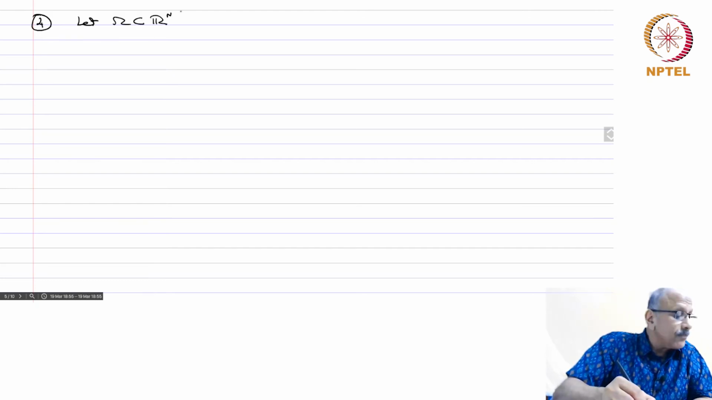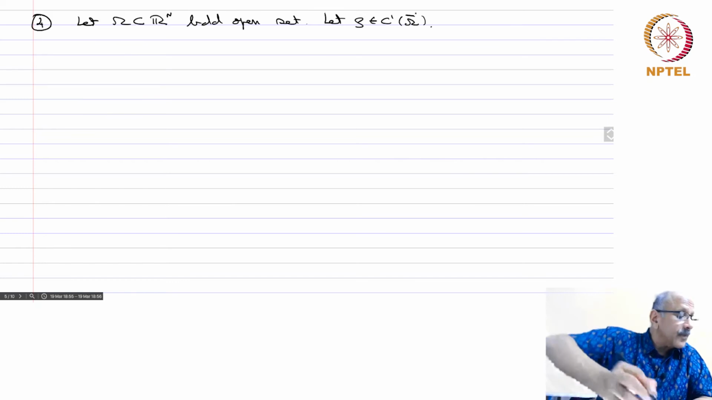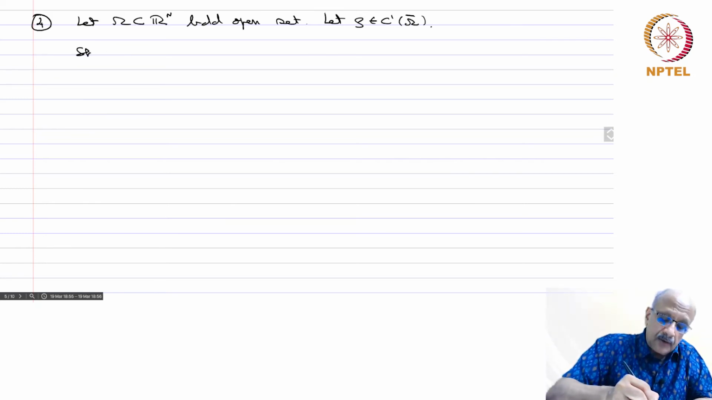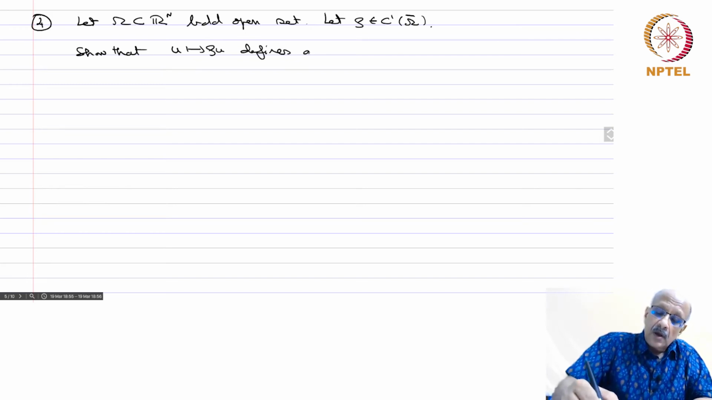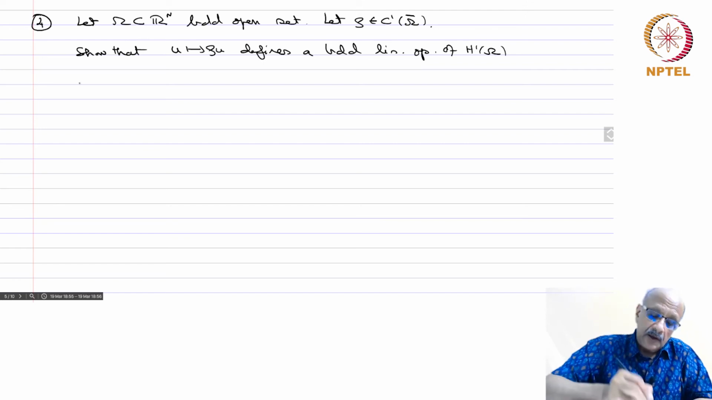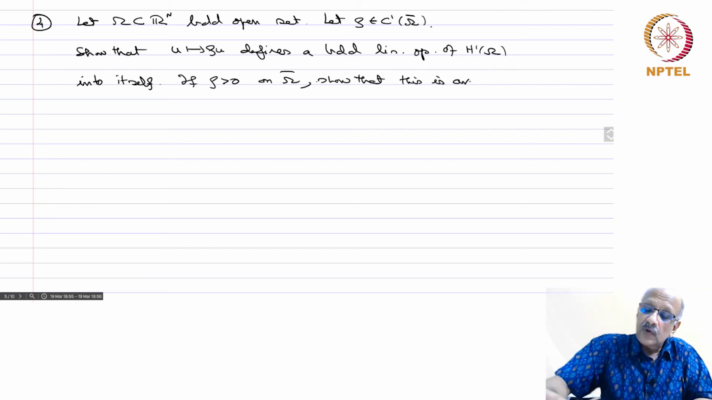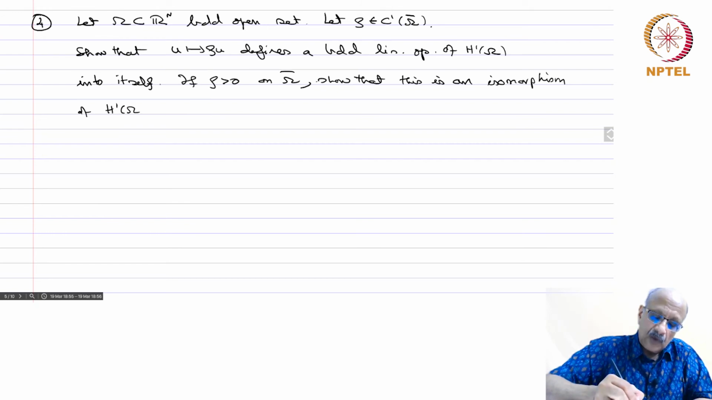4. Let omega be contained in Rn, a bounded open set. Let rho belong to C1 of omega bar. Show that u maps to rho times u defines a bounded linear operator of H1 of omega into itself. If rho is strictly positive on omega bar, show that this is an isomorphism of H1 of omega onto itself.